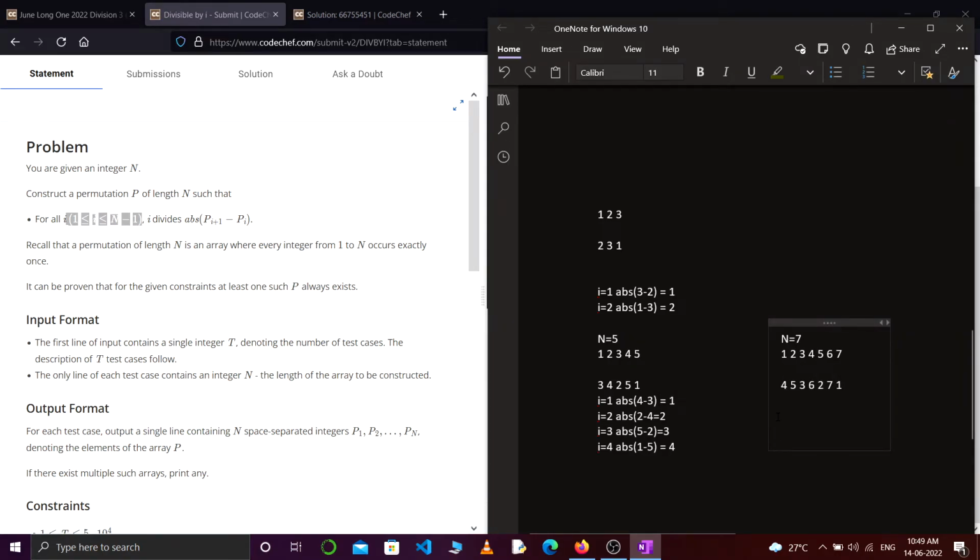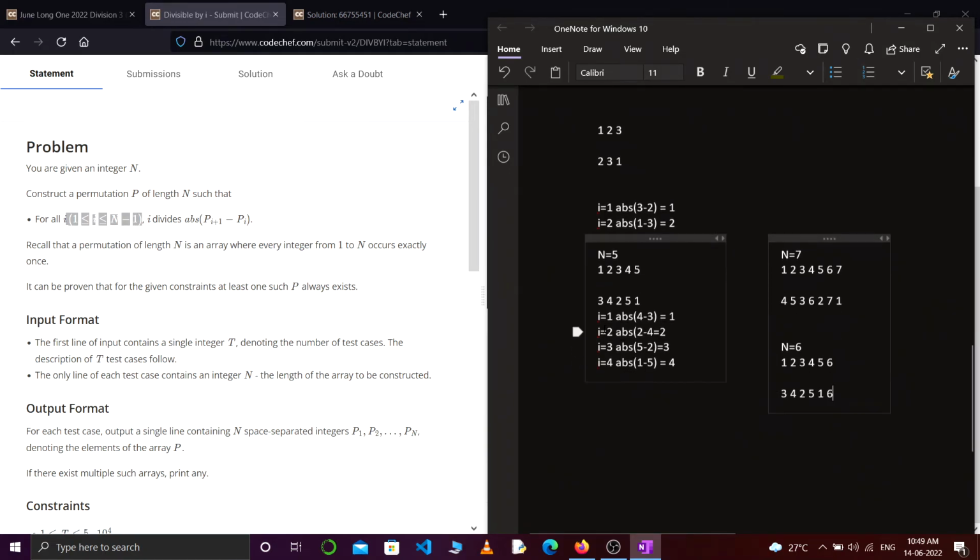Let's again solve for an even number, so let's say n is 6, that is 1 2 3 4 5 and 6. In this case, what we will do is consider the n by 2th element, that is 3. So I'll start with 3, then I'll print 4, 2, 5, 1 and 6. Again, if you calculate for I equal to 1, 2, 3, 4 and 5, you will get the required result only, and this is how this problem can be solved.